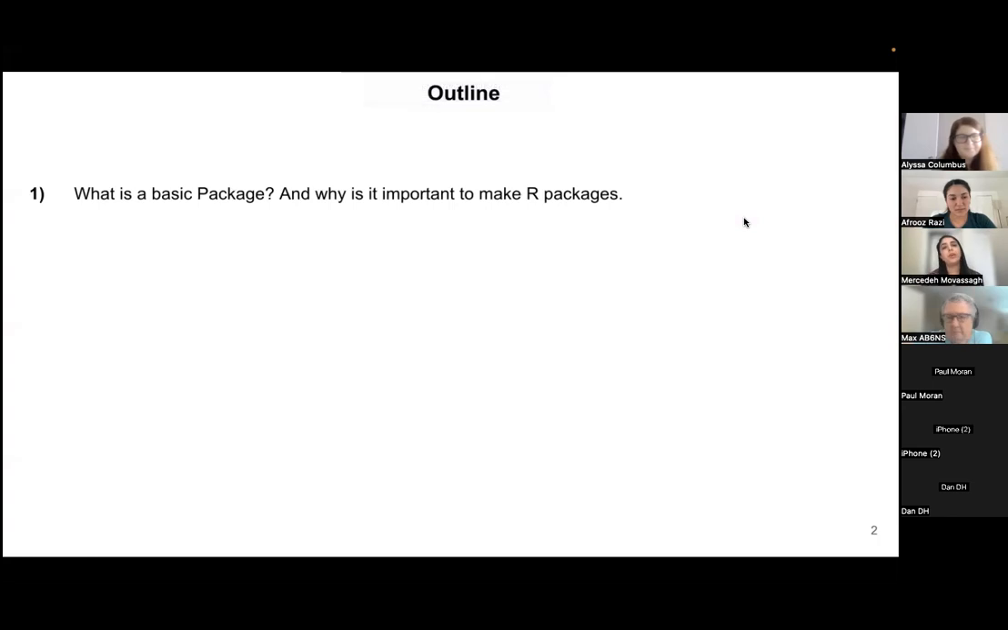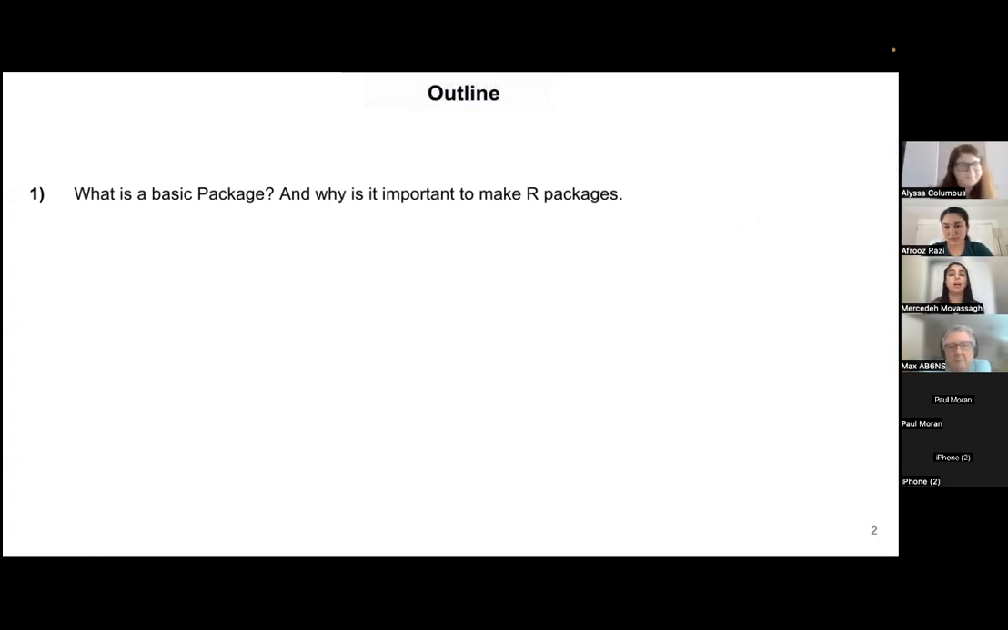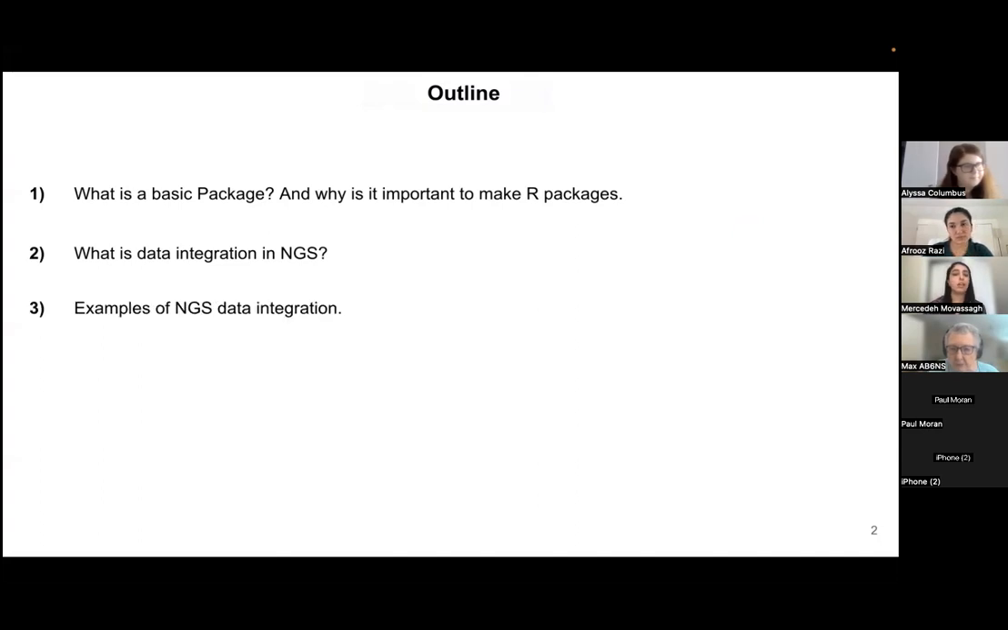Okay. So here's an outline of what we're going to talk about today. Basics of what is really an R package. Why do we want an R package? Then we're going to talk about what is data integration in next generation sequencing data, some of the examples using the packages that we've made, and some lessons along the way. This is going to be mostly biostats lessons or lessons for package development as we speak.